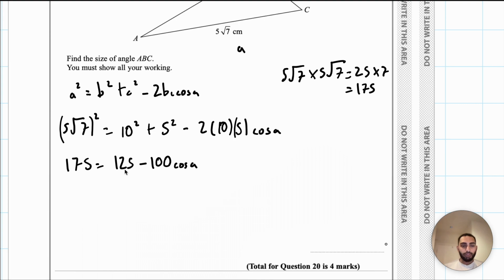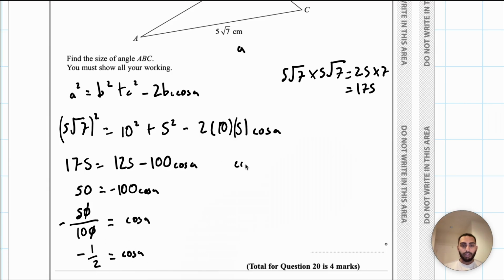Let's just move this 125 over to the other side. So I'm taking away 125, which is 50, is equal to negative 100 cos of A. Divide both sides by negative 100. So 50 over negative 100 is equal to cos of A. Just need to simplify this. So cancel out the zeros. I've got negative 5 over 10. So it's going to become negative a half is equal to cos of A. So now I need to find the inverse cos of negative a half. So the inverse cos of negative a half is equal to A.